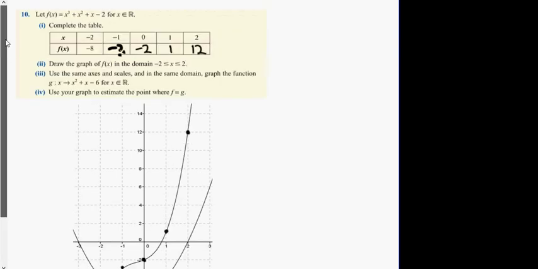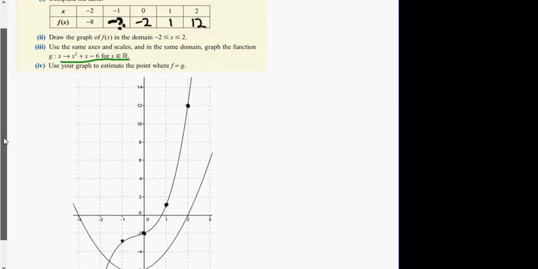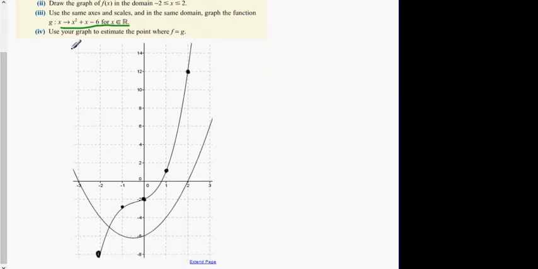So -2, -8 is down here. -1, -3, wasn't it? 0, -2. 1 is 1, 1. And then it's gone up to 2, 12. And that's all you have to do, isn't it? Next, we're going to draw this graph. Done. We're now going to draw part 3 in red, or sorry, green actually. So when we draw this in green, we're going to get the following points.